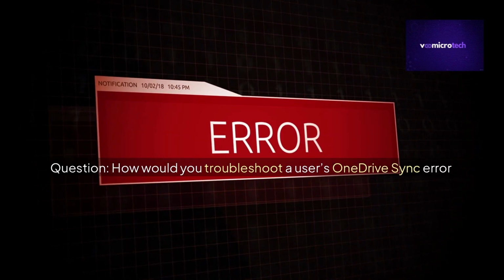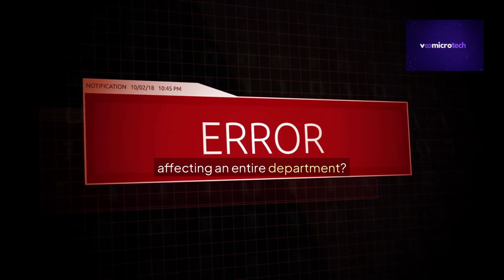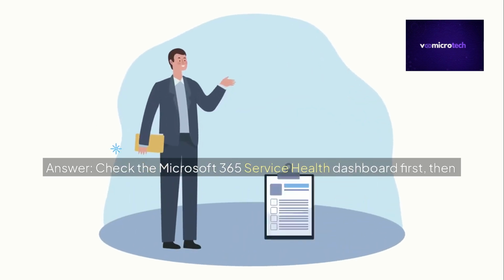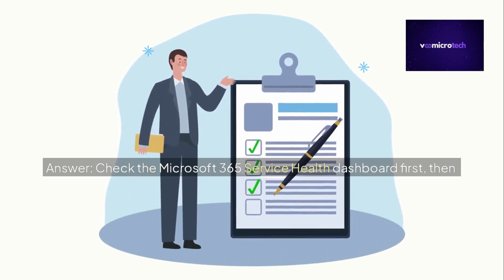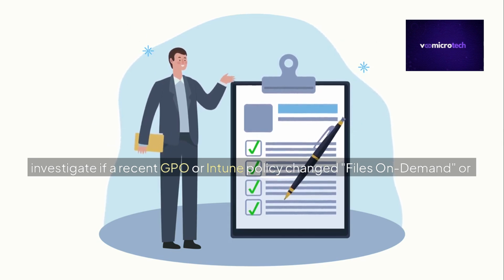Question. How would you troubleshoot a user's OneDrive sync error affecting an entire department? Answer. Check the Microsoft 365 Service Health dashboard first, then investigate if a recent GPO or Intune policy changed Files On-Demand or authentication settings.